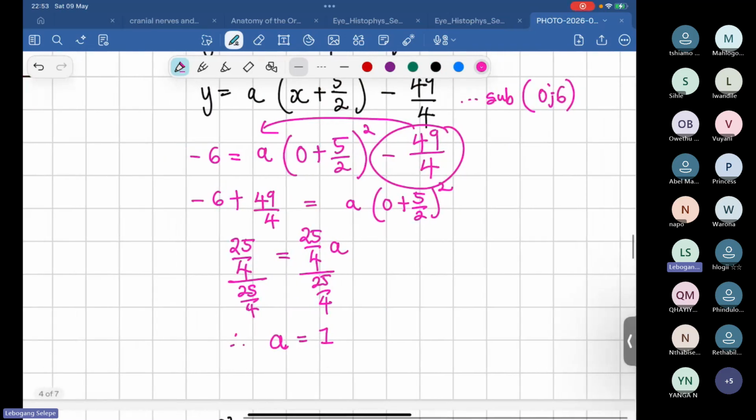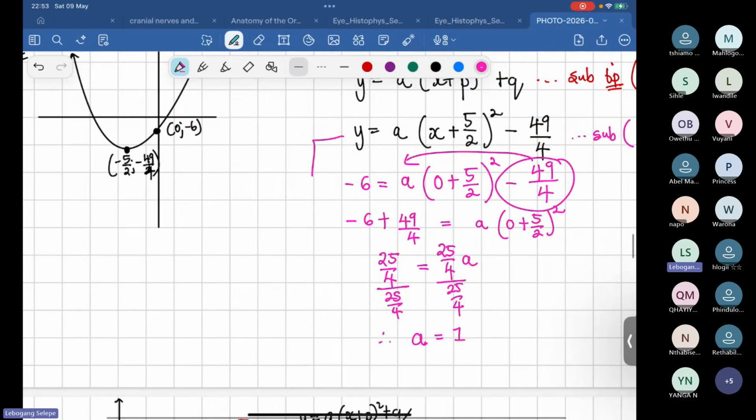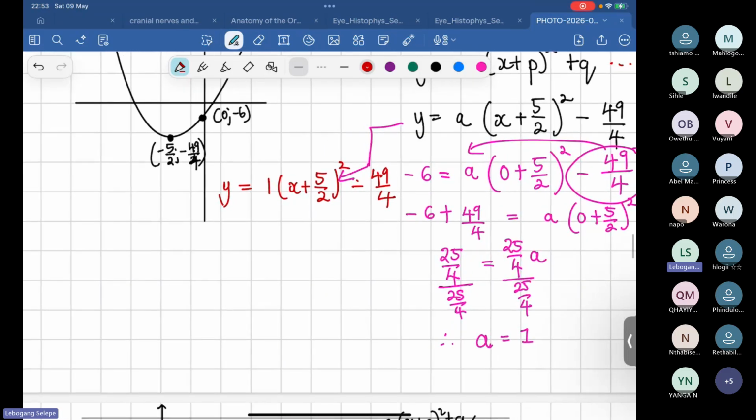Now we can come back to this one. Since we have the value of a, we can say our equation is y = 1(x + 5/2)² - 49/4, which automatically is y = (x + 5/2)² - 49/4.